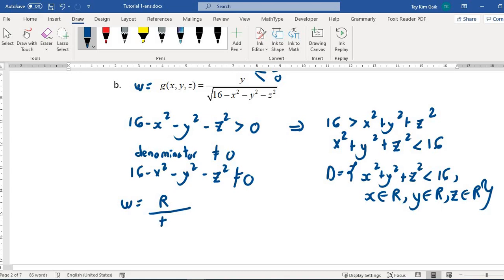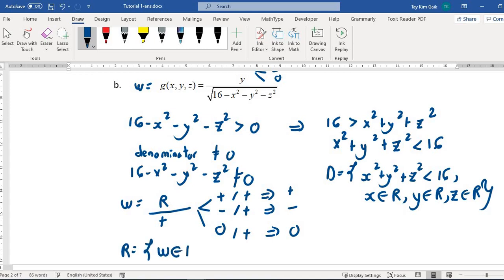So a real number divided by a positive value, in this one you might have positive, negative, 0, divided by positive. The result: positive divided by positive is positive, negative divided by positive you have negative, 0 divided by positive is 0. That's why the range is actually W is a member of real number.